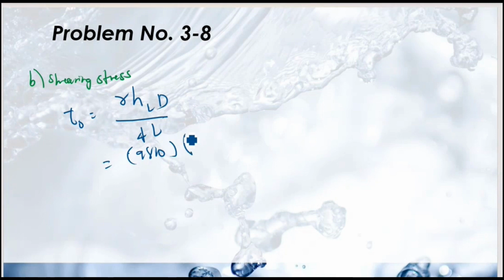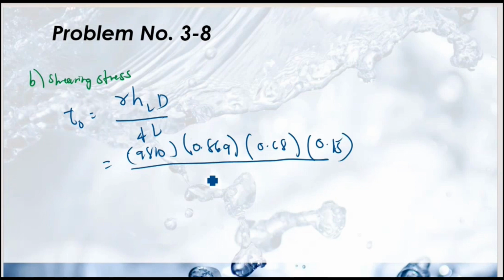H sub L here is, but before that, it is an oil with a specific gravity of 0.869. Okay, what is H sub L? H sub L is the computed value of the head loss, that is 0.68. The diameter is equal to 0.15 over 4L. So 4 multiplied by the length of the pipe, 50. Applying the equation, tau sub 0 will be equal to 4.34 pascal. So this is our rounded up number.